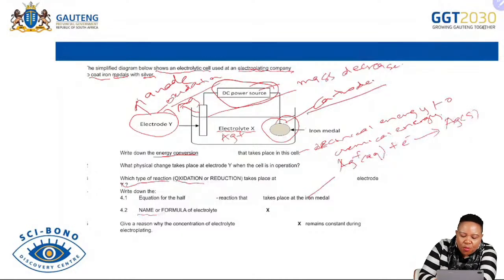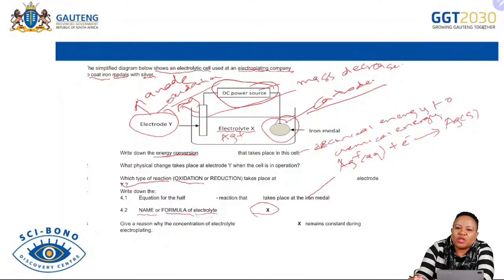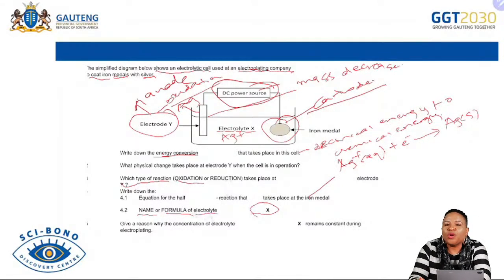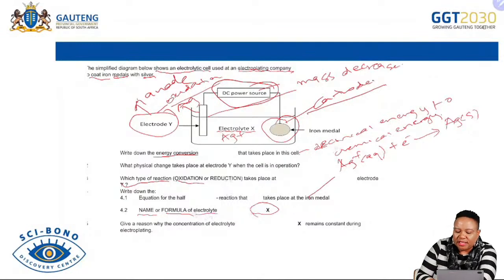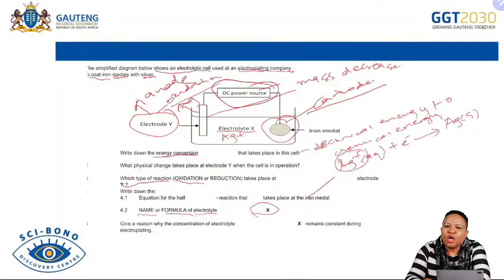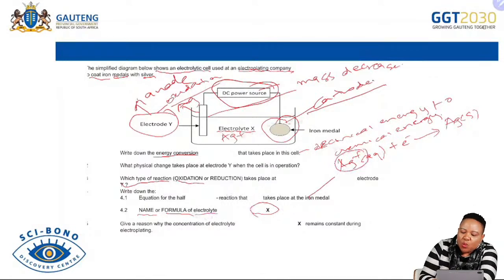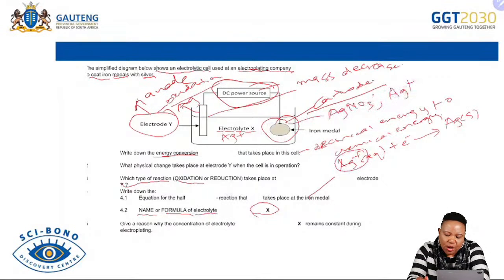Now, name or formula of the electrolyte X. Remember, our electrolyte X was not provided to us. We need to know that now, because we need the silver ions to undergo reduction reaction and form silver. So it means for our electrolyte, we can have silver nitrate, we can have silver ethanoate, or you can just write Ag+ to show that you need silver ions as part of your electrolyte.